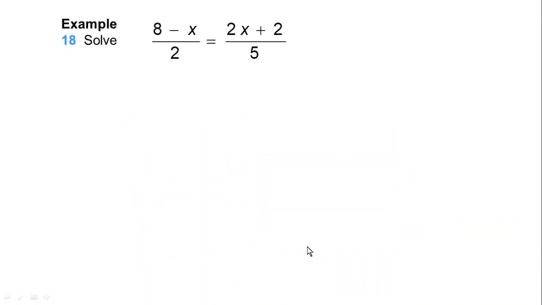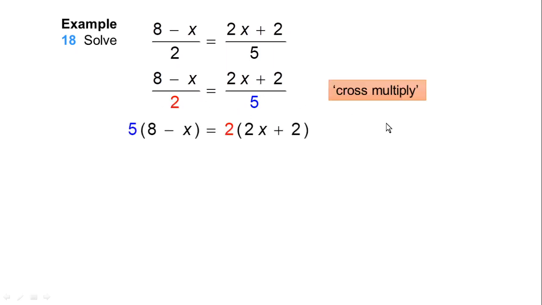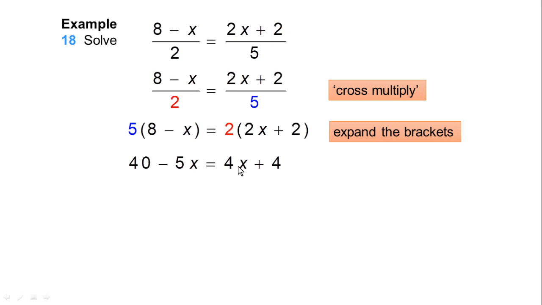Next, so this one, let's apply the quicker method. It will become 5 times the quantity of 8 minus x, then 2 times the quantity of 2x plus 2. So cross multiply, then expand the brackets. After expanding the brackets, it will become 40 minus 5x equals 4x plus 4.